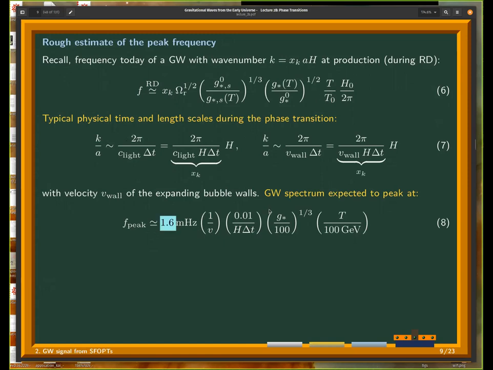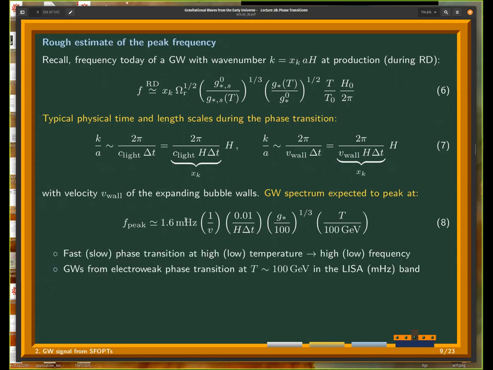And then I'm still left with a dependence on g star and temperature. If we use some typical values, 100 GeV for the temperature and maybe 100 relativistic degrees of freedom, we find this number here. So a modification of the electroweak phase transition gives a peak frequency in the millihertz range. And this is exactly where LISA is sensitive to gravitational waves.